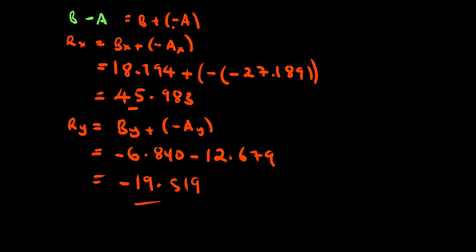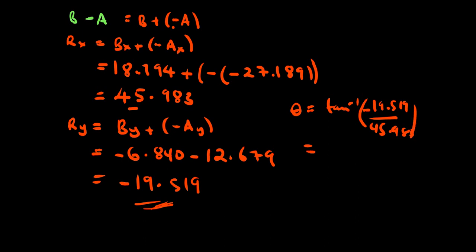So how do I get my theta? My theta will be the same, because when I say tan inverse of those y and x, the y component here is the same. So I get 19.519 divided by 45.983. Punching that into my calculator, I still get negative 23.00. So now what we're interested in here is the direction.